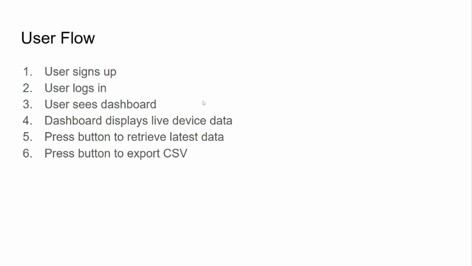A typical user flow consists of a user signing up, they log in, they see the dashboard, the dashboard displays live device data, and now they have 2 actions. They can press a button to retrieve the latest data at the moment the button was pressed, or they can press another button to export all the data as a CSV.